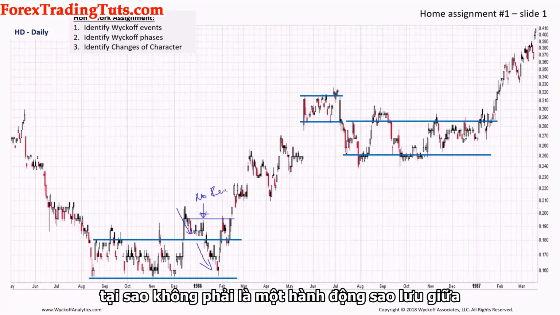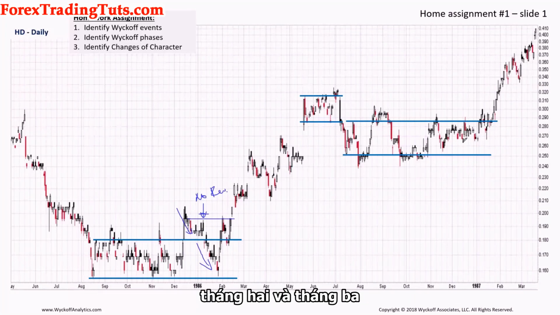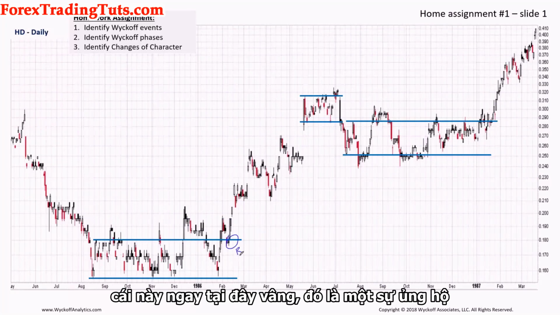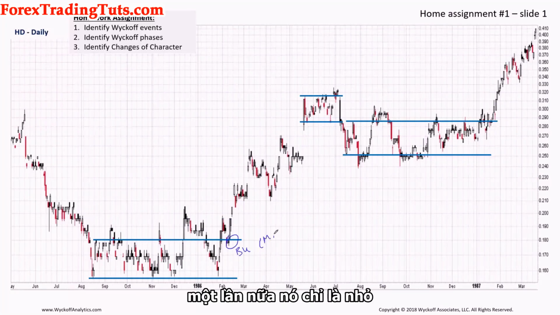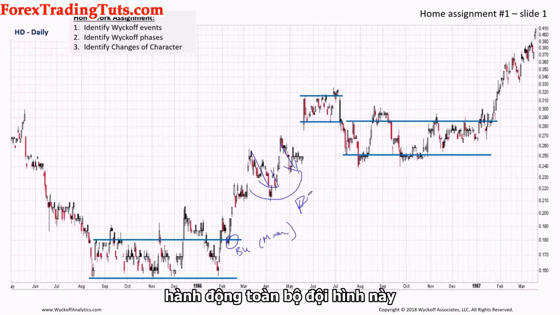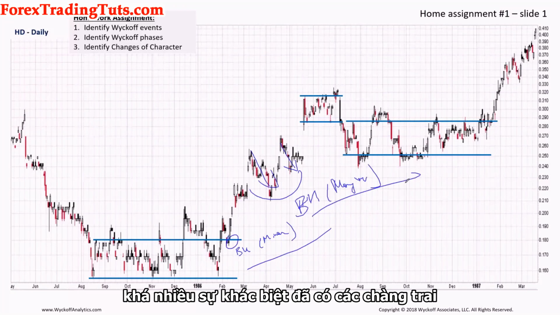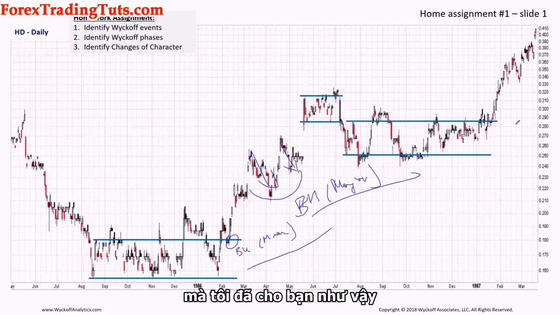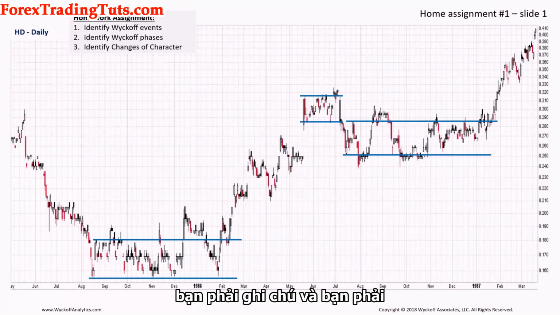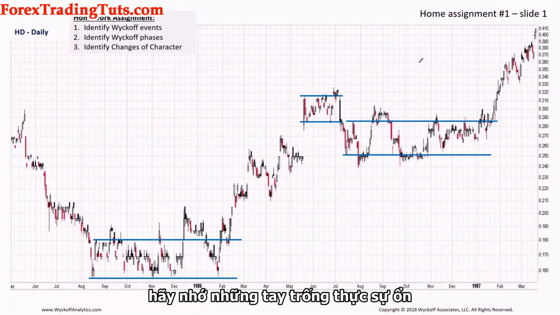Why is there not a backing up action between February and March? This one right here, yeah, it's a backing up action. Again, it's just minor, right? And then this is a backing up action, this whole formation, and it's a major. Right. So quite a lot of distinctions already, guys, that I've given you. So you have to take notes and you have to remember those.